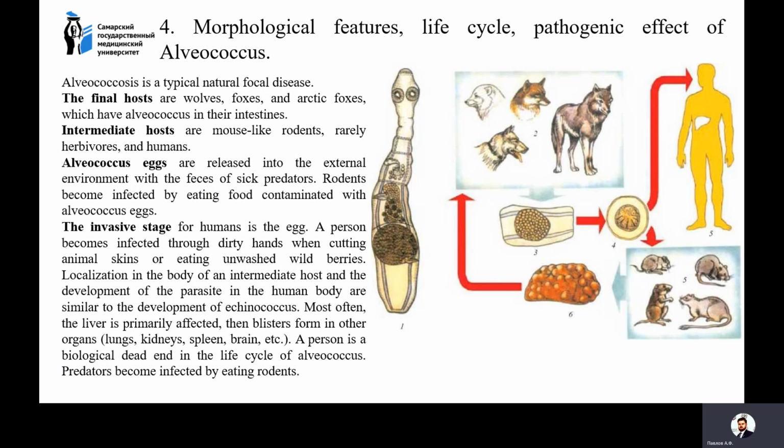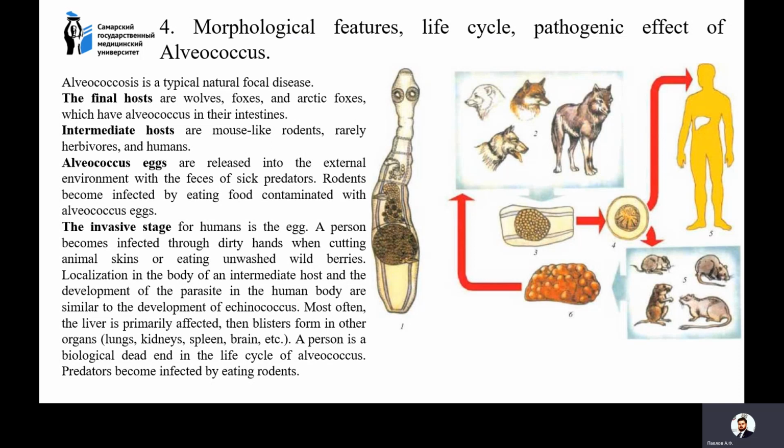Alveococcus eggs are released into the external environment with the feces of sick predators. Rodents become infected by eating food contaminated with Alveococcus eggs. The invasive stage for humans is the egg. A person becomes infected through dirty hands when cutting animal skins or eating unwashed wild berries.